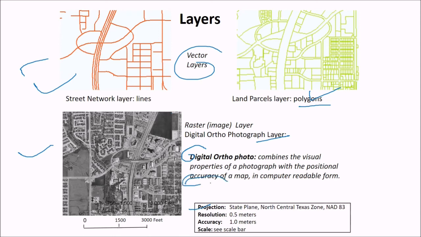In this case, the projection is State Plane North Central Texas zone, NAD 83, and we also have NAD 27. This is the North American Datum, I guess. We also have the WGS 84 type. The resolution is 0.5 meter for this data. Accuracy is 1 meter. Scale you can see from the bar.